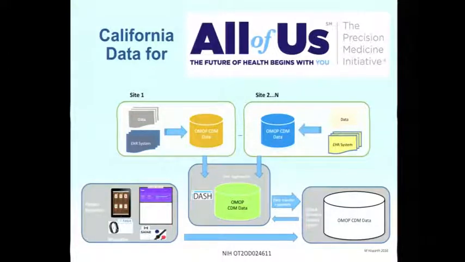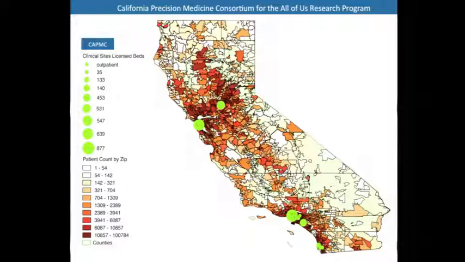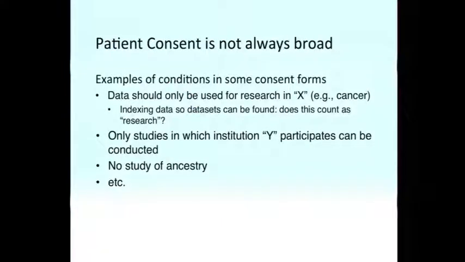In California, we lead the California Precision Medicine Consortium, which has 6 institutions which will recruit about 100,000 individuals for this program. However, this program is not necessarily illustrative of clinical research and other research that's going on because the patient consent is very broad. Usually, the patient consent in studies is not that broad, meaning sometimes there are conditions, many times there are conditions such as the data should only be used for research in X, example, cancer or multiple sclerosis and so on.